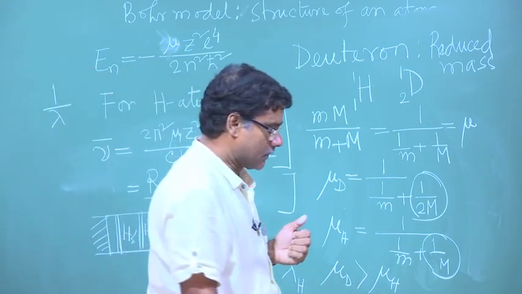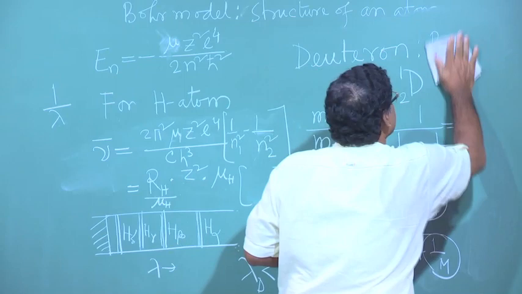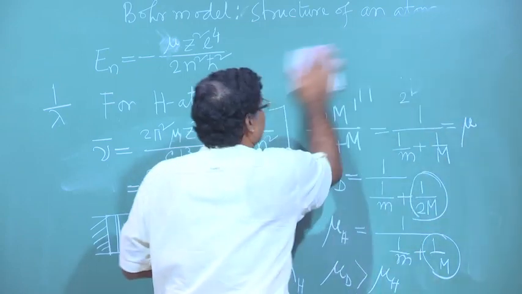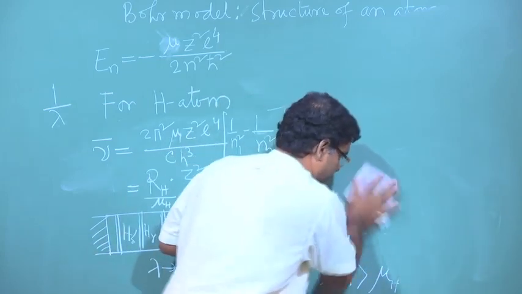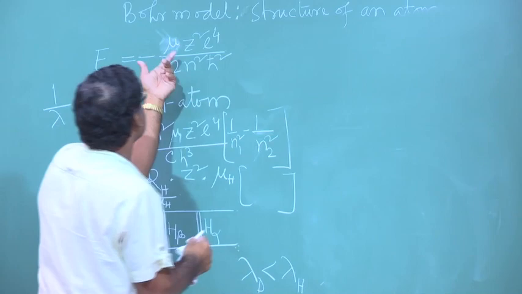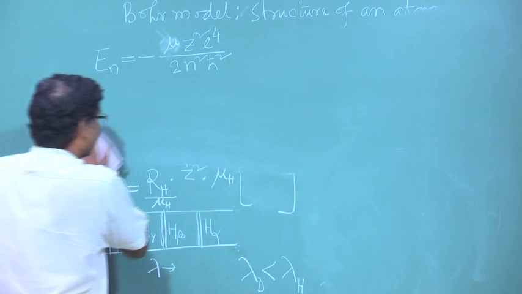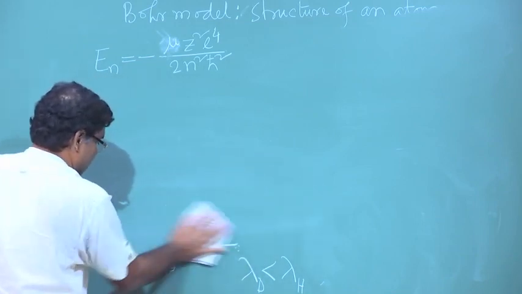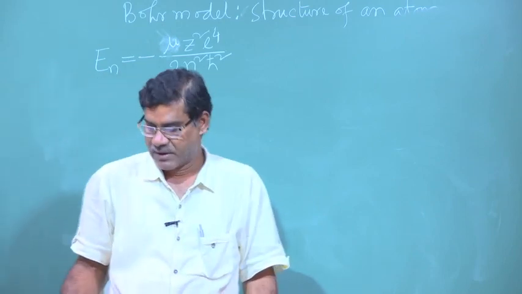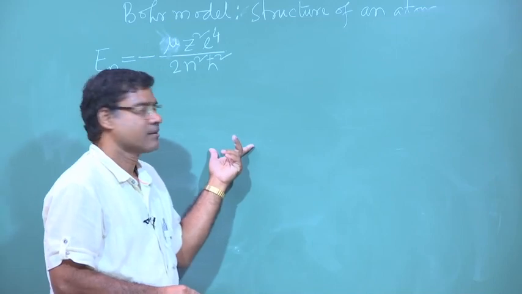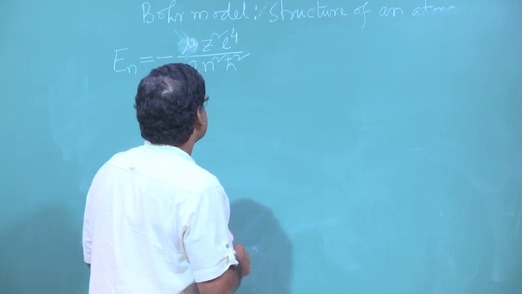Okay. So this reduced mass correction was given to the original Bohr energy expression, and that helps to get the correct wavelength of the spectral lines of the hydrogen atom, as well as helps to discover the presence of deuteron in hydrogen gas.